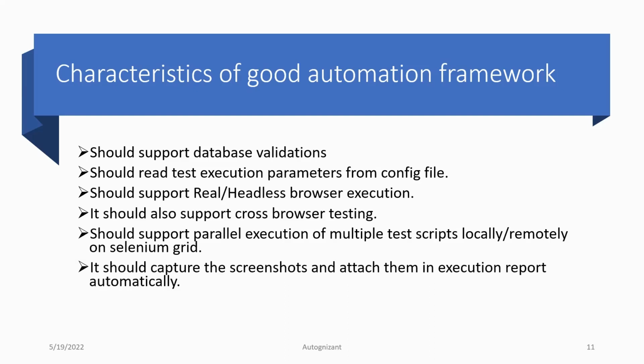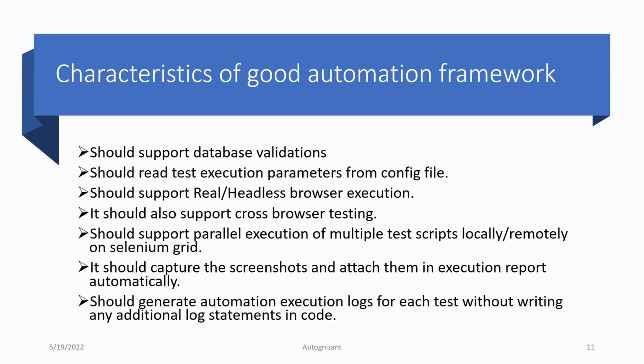And it should also capture a screenshot whenever any test method fails or whenever any test step fails, and it should automatically attach them in the execution report. I have seen some frameworks wherein we have to capture the screenshot separately, and those will not be part of your report. So it is very difficult to analyze those reports, right? For failed test cases, we need to go to another folder and check the screenshot from there. So it's always better to have the test report, screenshots, and logs in a single report.